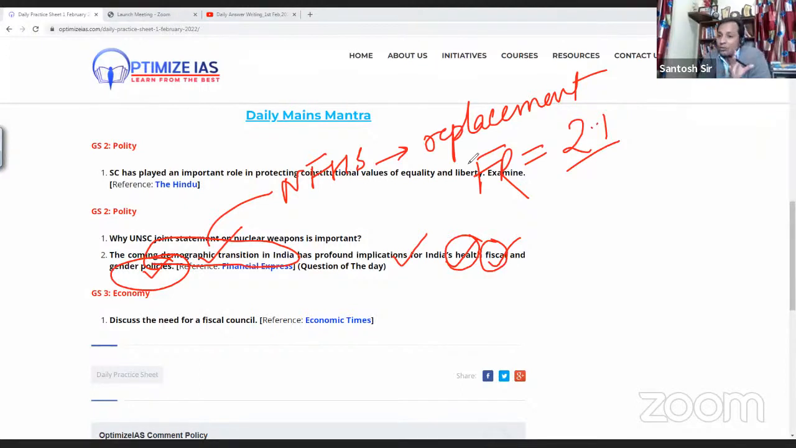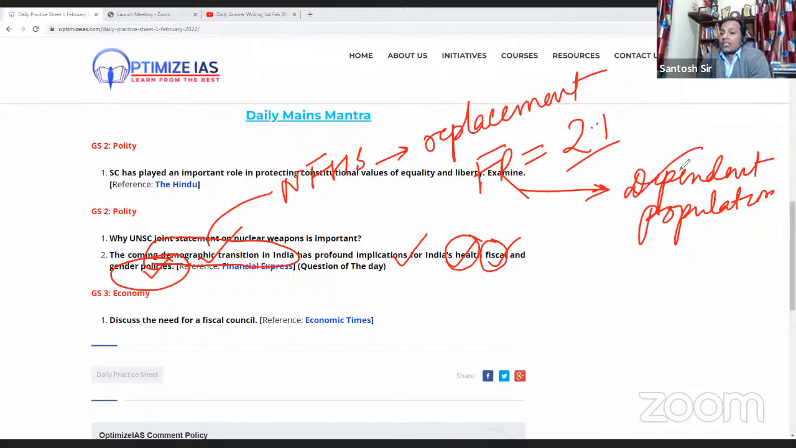So what is this demographic transition happening? The fertility rate now is declining below the replacement rate. So what would be the implication? In future, the dependent population is going to increase, because the increase in the dependent population will be at a faster pace compared to the increase in youth population. Very important, very significant demographic transition which is going to happen.